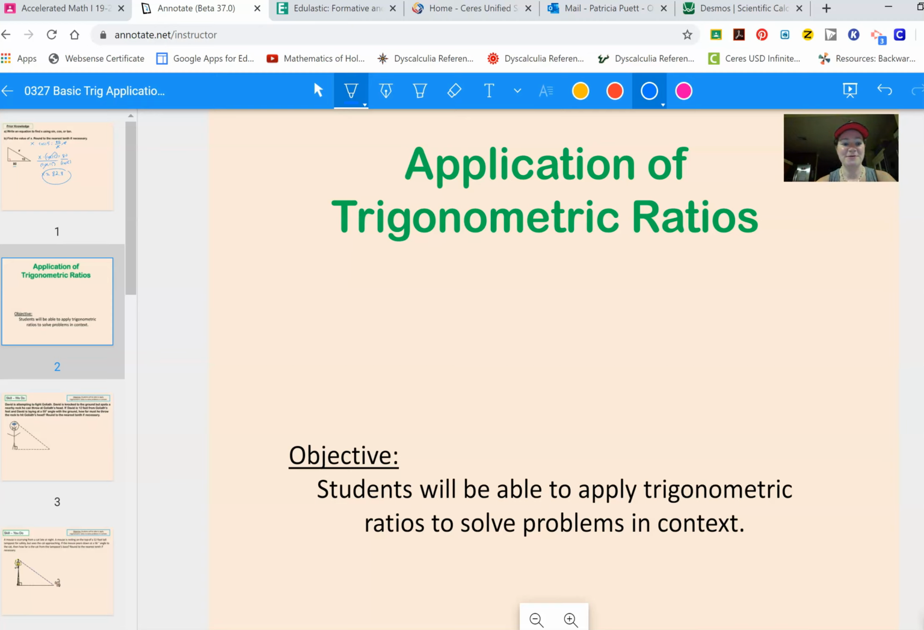All right. So application of trigonometric ratios. That's what we're going to be doing today. We're going to be doing more word problems, but the word problems are going to be a little bit more difficult because I'm only going to be giving you the verbal description of what the side lengths are going to be.